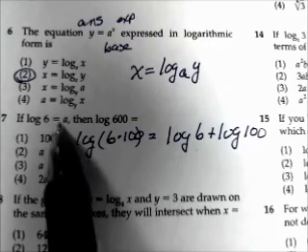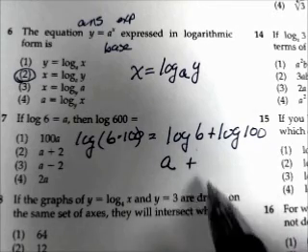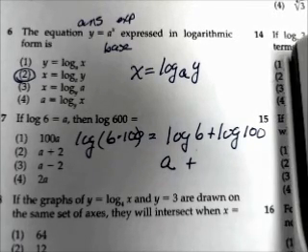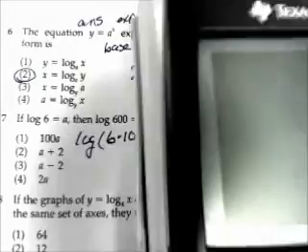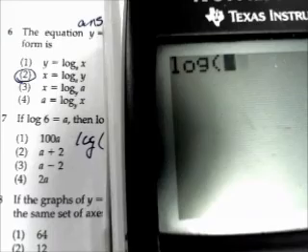Log 6 is equivalent to a, so let's replace log 6 with a. And then the log of 100 is 2. Certainly if you don't recall that, then go to the calculator, simply key in log key 100.